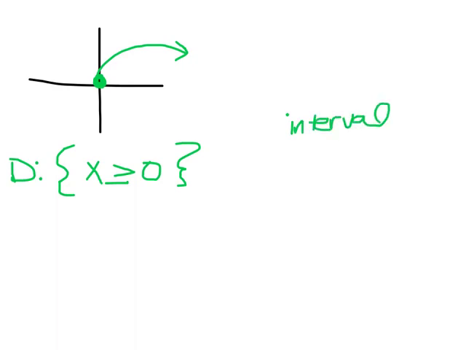What's my endpoint on the left? 0, and then on the right it's infinity. Am I going to count 0? Yes, it's colored in, so I'm going to count it. I'll make a blocky bracket there, but on infinity, what do I do? Parentheses, right?